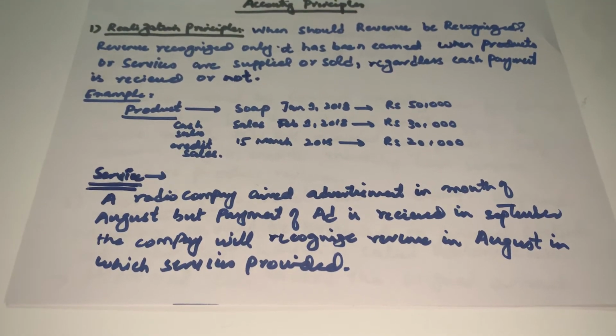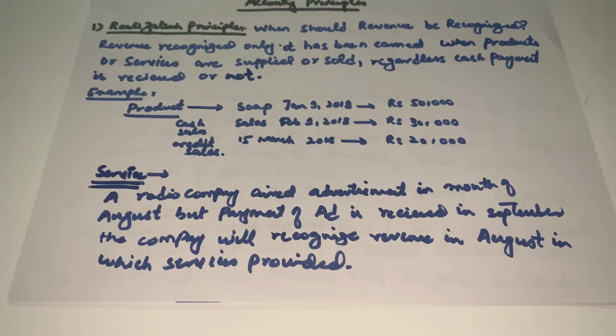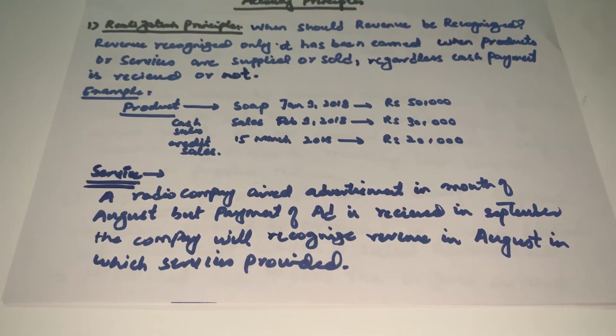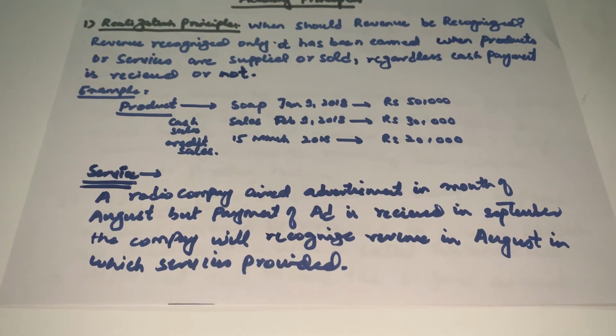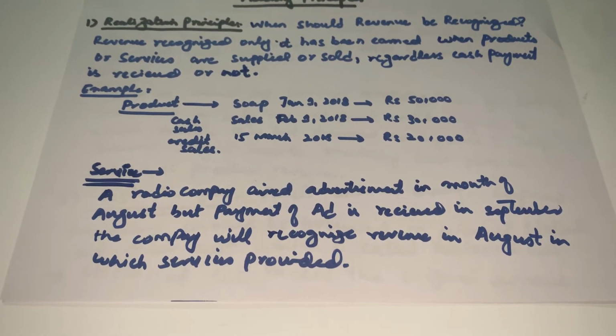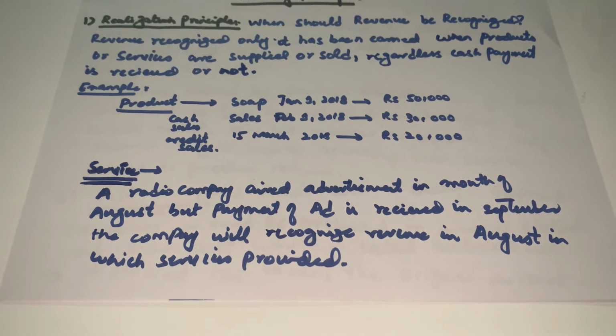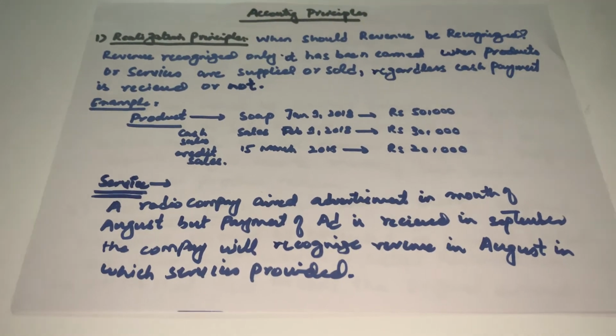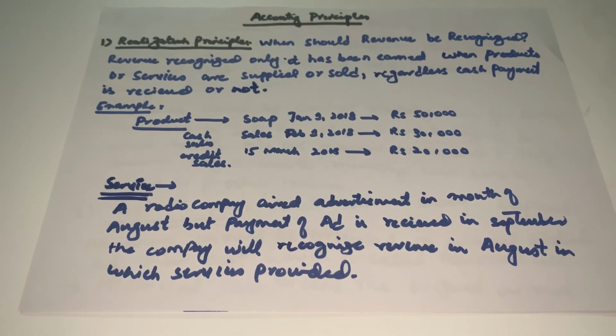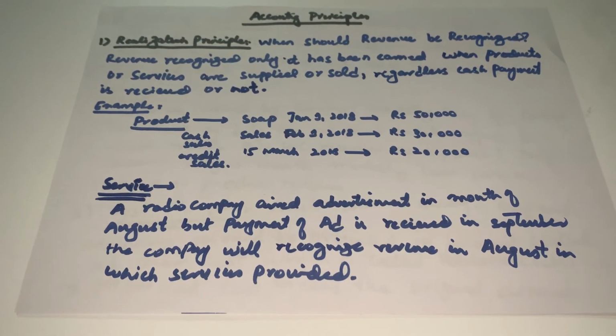Similarly, let's take an example of a service. A radio company aired an advertisement in the month of August, but the payment for the ad is received in the month of September. The company will recognize the revenue in August, in which it has provided the services, regardless of the fact that the company has received the payment in the month of September. Once they have provided the services in August, they will recognize that revenue in August.